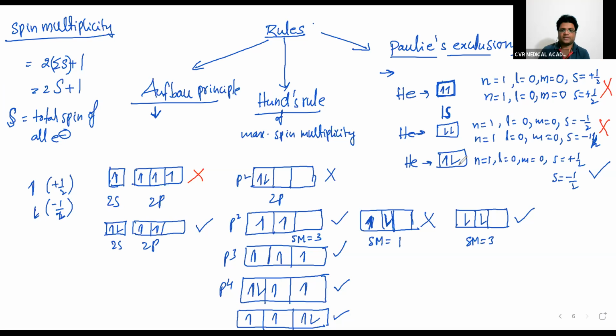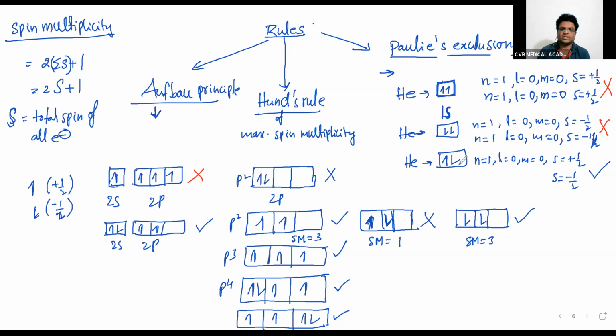The maximum capacity comes from Pauli's exclusion principle only. If you want to place any other electron, you have to place it with either plus half spin or minus half spin. Then 2 electrons will get the same set of 4 quantum numbers. That is not permitted according to Pauli's rule. So that's why only 2 electrons should be present in a given orbital.